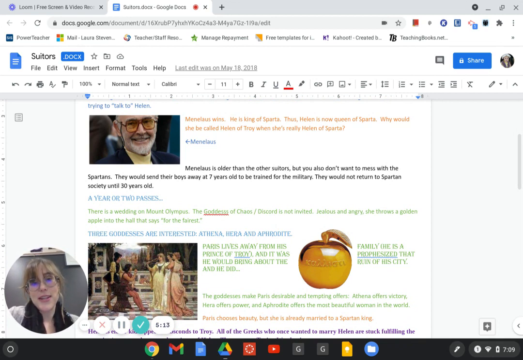And Menelaus is older than a lot of the suitors. We said that, this is a fun fact about the Spartans. They would send their 7-year-old boys away to be trained from 7 to 30. And then they would come back to Spartan society. And they definitely weren't used to women at that point. So there's some interesting marriage customs there. And if you want to look it up, you're totally welcome to. I won't say it on the video. I could tell you in class if you ask me.